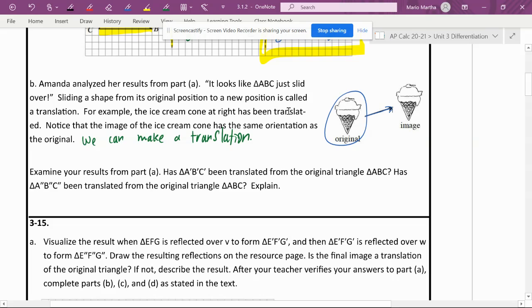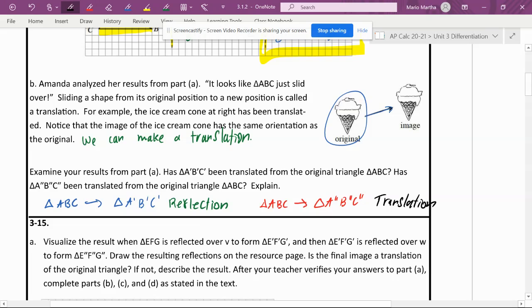So here we can say that if you notice from triangle ABC to triangle A prime, B prime, C prime, we have a reflection, right? So that's a reflection. Okay. And then looking at triangle ABC to triangle A double prime, B double prime, C double prime, we have a translation. All right.